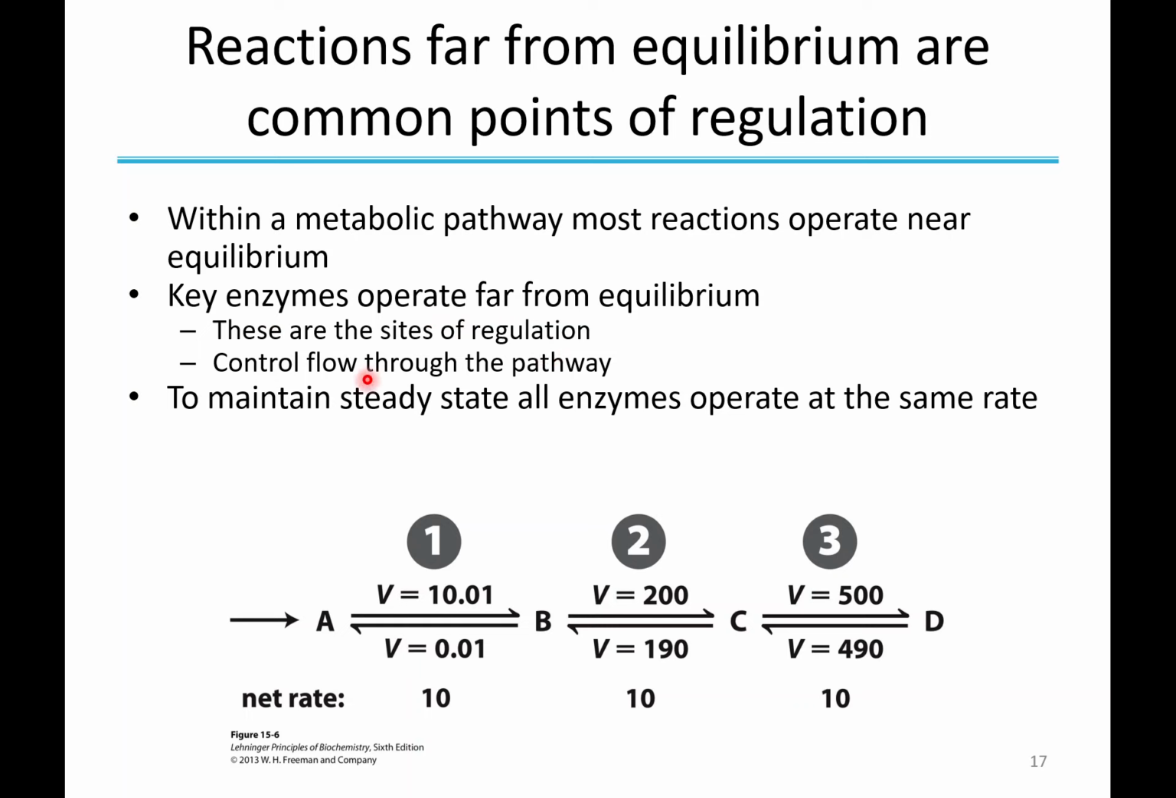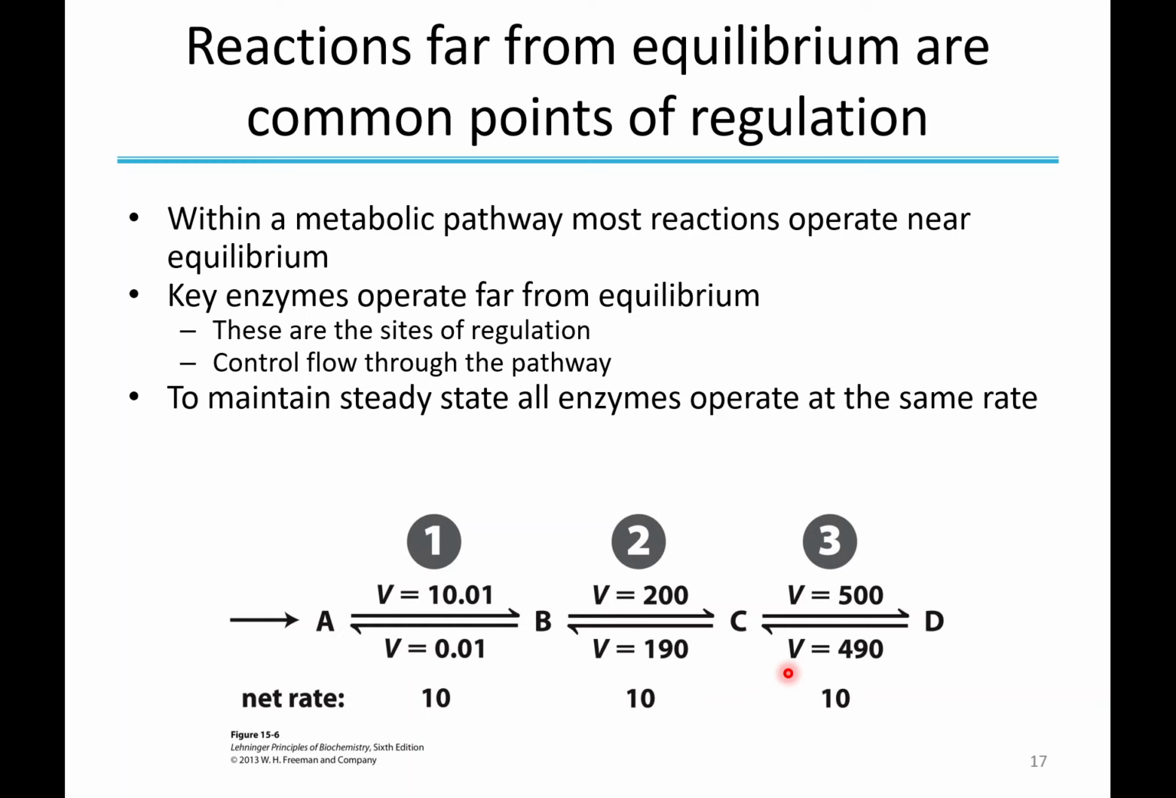To maintain a steady state, all enzymes in a pathway have to operate at the same rate, right? If you had enzymes catalyzing reactions at different rates in a pathway, if one step's going much faster than another step, you can see how that would be a bad thing. You're going to deplete one part of that pathway and have a buildup in another part.